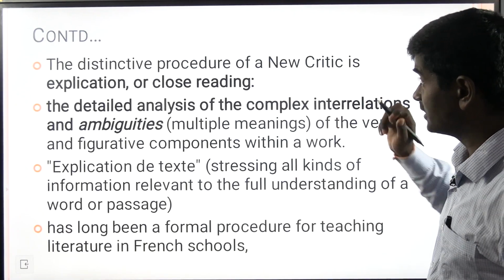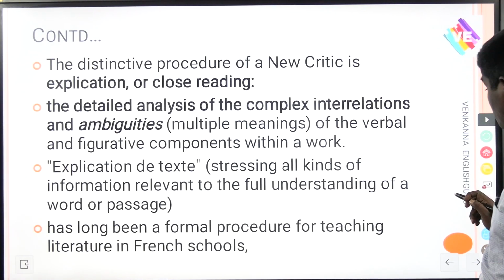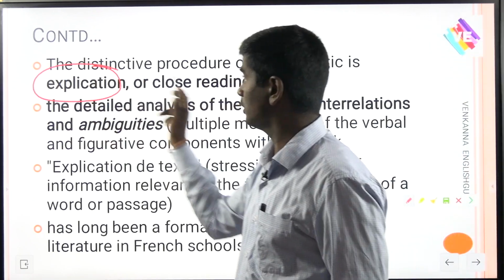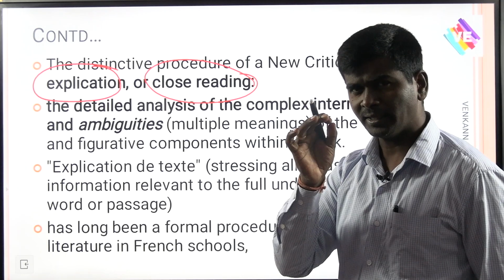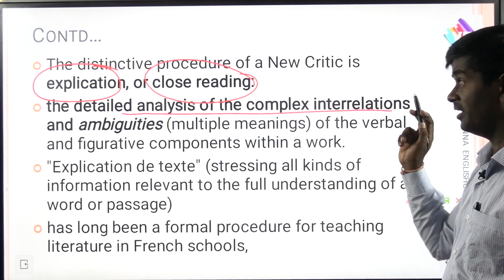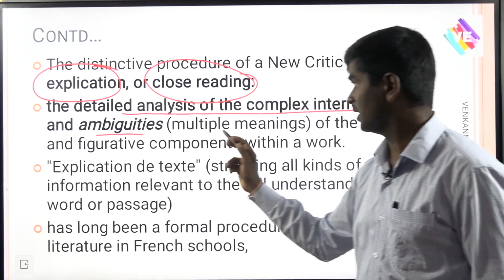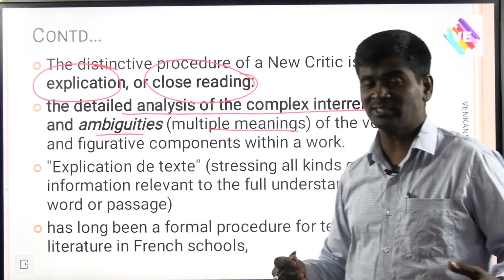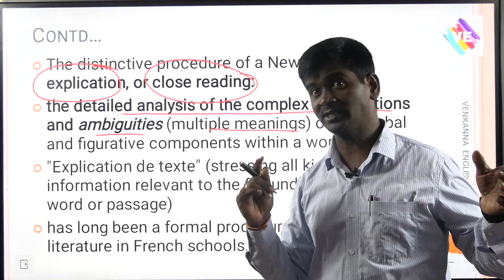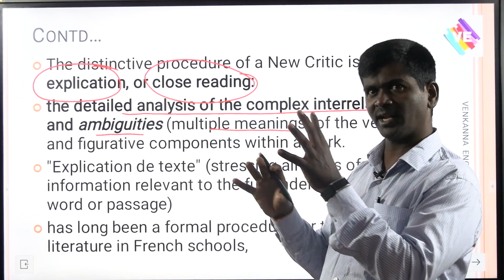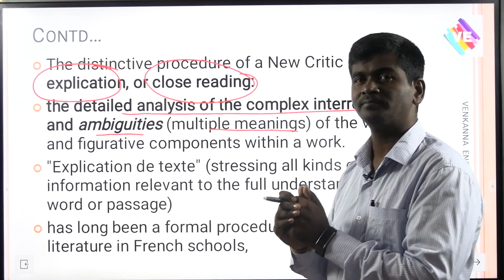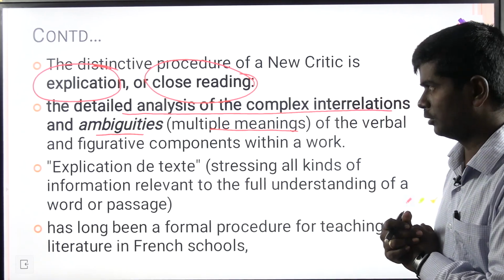Next, the distinctive procedure of new critics is explication. Friends, you can learn this meaning: explication, which is also called close reading. New criticism focuses on a detailed analysis of the complex interrelations and ambiguities. What are the multiple meanings of the words, phrases, and sentences? That's it. It is not going to use external factors. All these are internal: the process of understanding, interpreting, and analyzing internal aspects of the poem or a novel. That is explication or close reading.